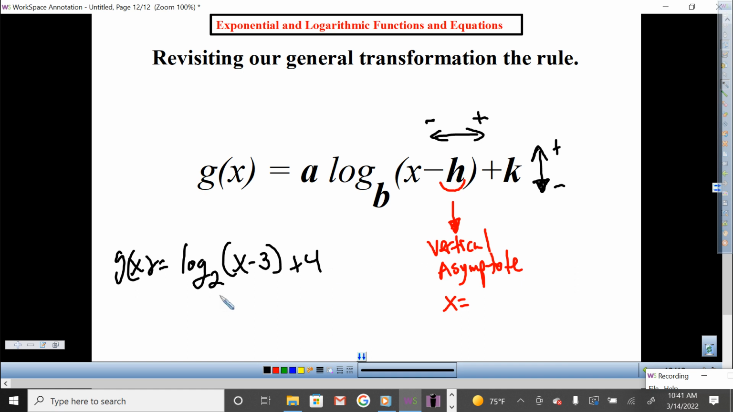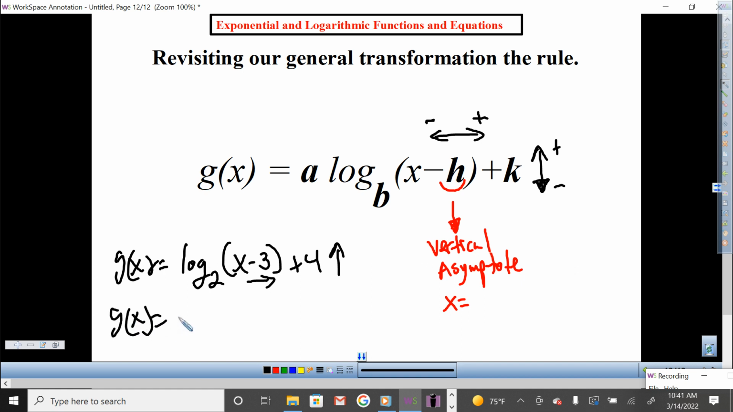What's the base of this log? 2. But where is that going to move to? Tell your neighbor where I'm going to move that one to. Where do I move that one to? Yeah, 3 to the right and 4 up. That is correct. There goes another one.